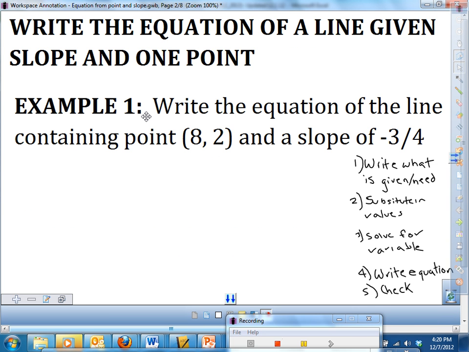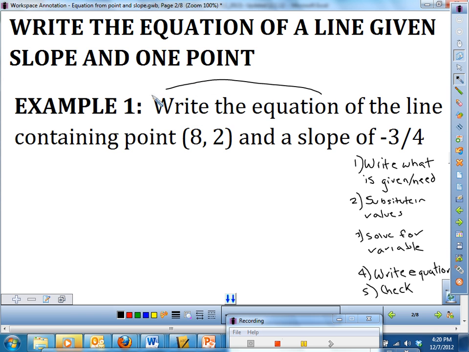Alright, so we're going to talk today about writing the equation of a line given a slope and one point. I would pause the video right now, write down this example, and write down these steps before we talk about them. So, we're writing the equation of the line. It says write the equation. I'm going to go ahead and circle this because that's telling me what I need to do to answer this question. I need to write the equation of a line.